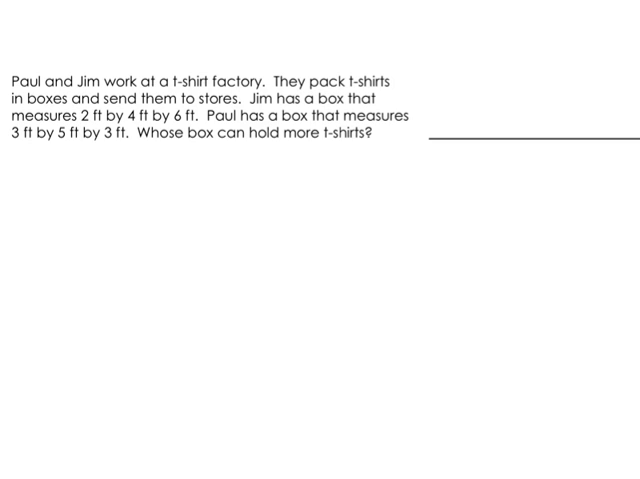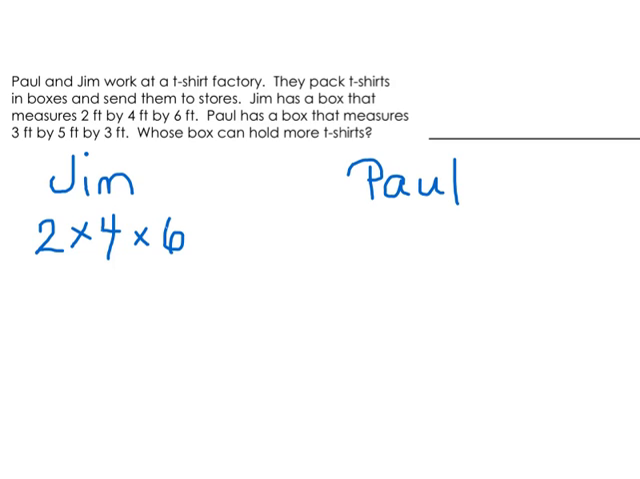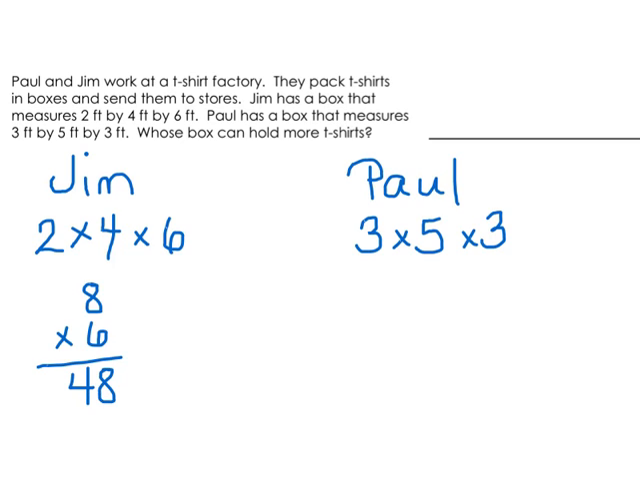Well, let's work Jim. Here we have Jim. And his is 2 times 4 times 6. And then we have Paul. And his is 3 times 5 times 3. All right, so let's work Jim first. We have 2 times 4 is 8, and 8 times 6 is 48, and that's feet cubed.